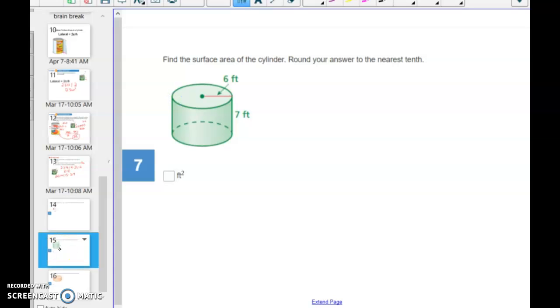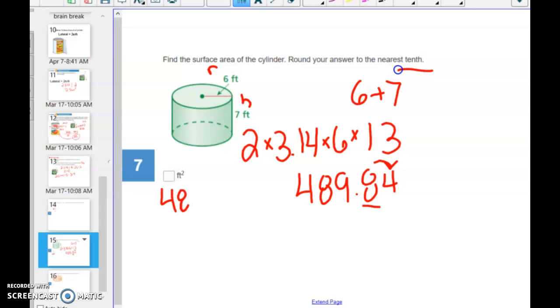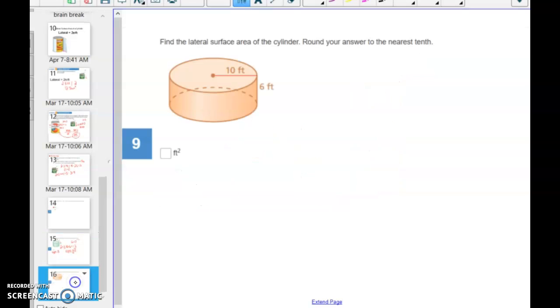Number 7, I want to find the surface area rounded to the nearest tenth. So remember, this is my radius, this is my height. So 6 plus 7, of course, would be 13. 2 times 3.14 times radius times that answer gives me my surface area of 489.84, but it says round to the nearest tenth. This digit here is not 5 or more, so I would enter in 489.8 feet squared for number 7.